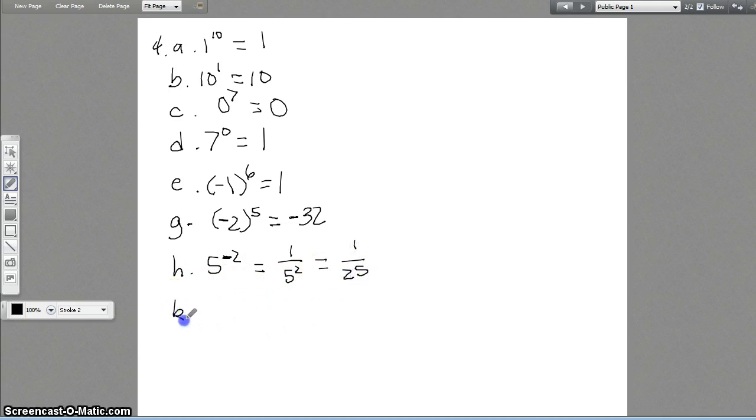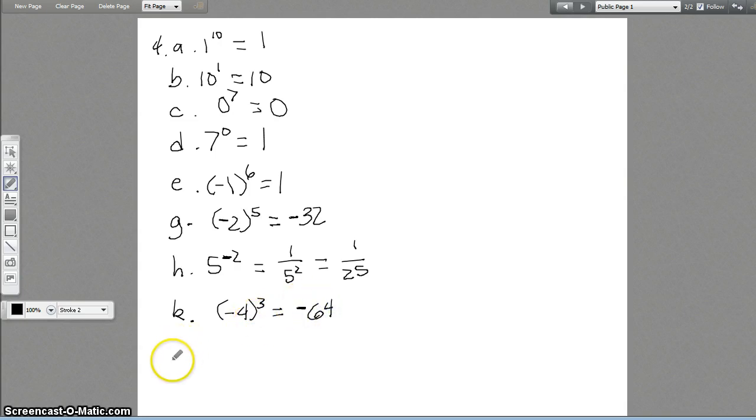We're going to skip down to part K. Part K is negative 4 to the 3rd power. Again, this is a negative number that's being raised to an odd power, so we're going to have a negative answer. And then 4 to the 3rd power, 4 times 4 is 16, times another 4 will give us 64.